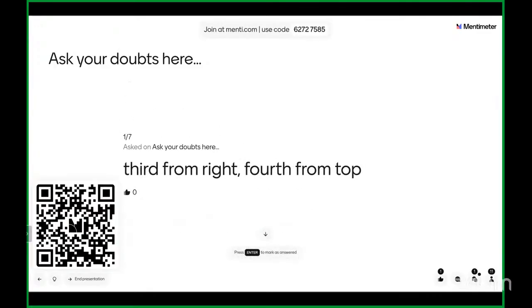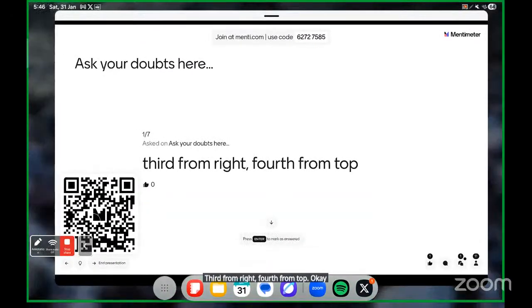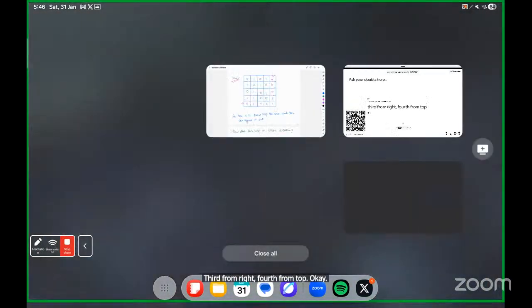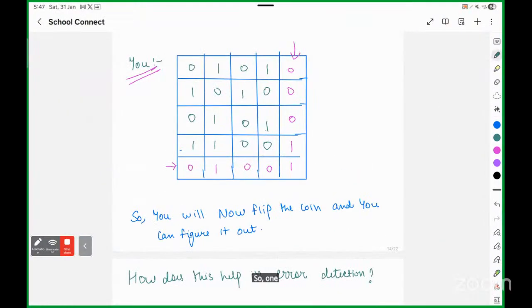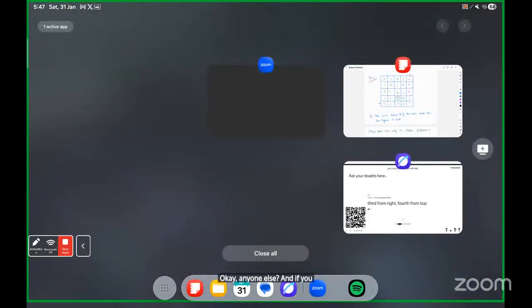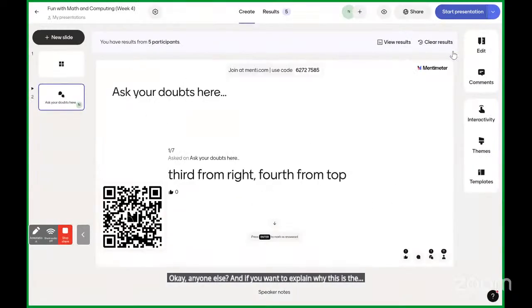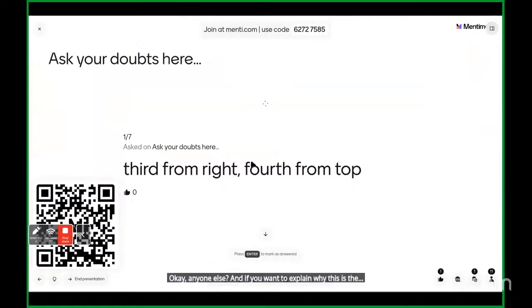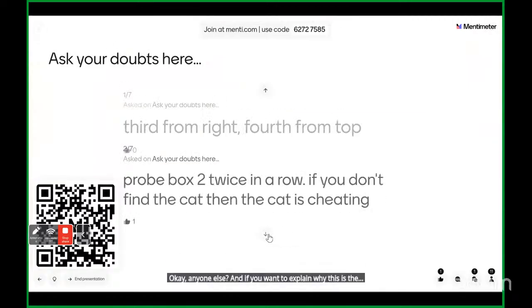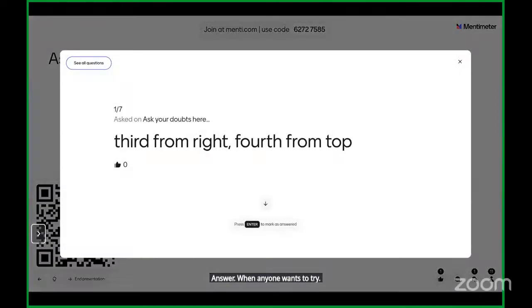Third from right, fourth from top. Okay, so one person has answered: third from right and fourth from top. So you are saying this box. Okay. Anyone else? And if you want to explain why this is the answer, or anyone wants to try another one?